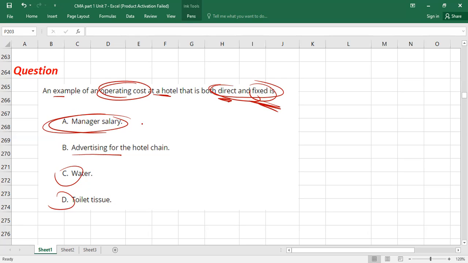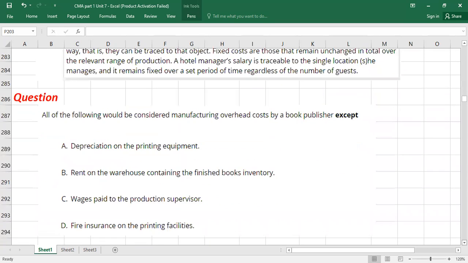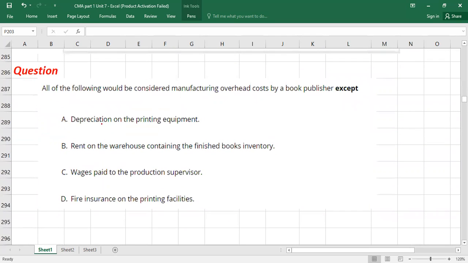Here direct doesn't mean what I was saying first. Direct means directly relevant to the activity or operations here. Manager salary is directly relevant to that, and it is also fixed. If you focus on the others, advertisement is variable, this is also variable, this is also variable. It means we are left with only this option. It could be direct and fixed. Then we have the next question. Go through this question, please.